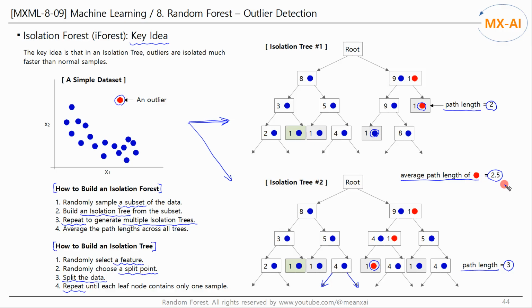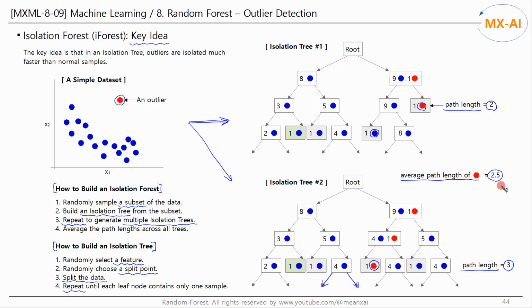After computing the average path length for every sample, we can identify the samples with relatively short average path lengths as outliers. This is the key idea behind IsolationForest.